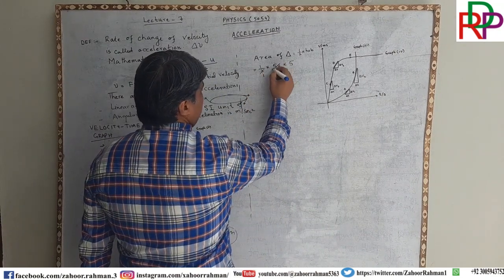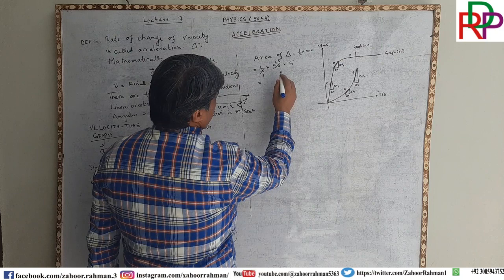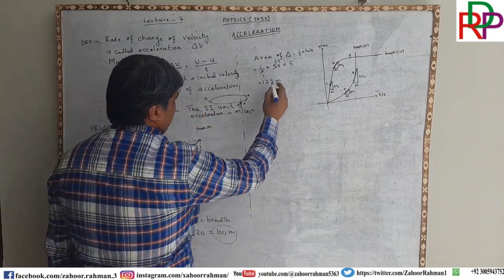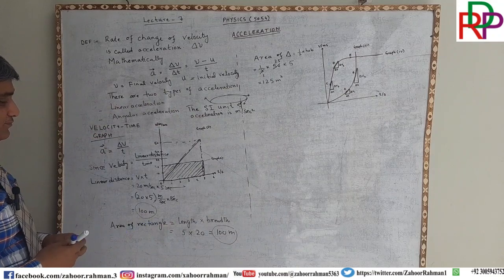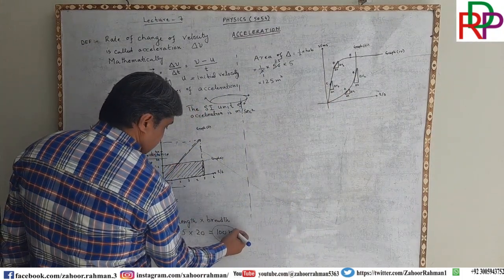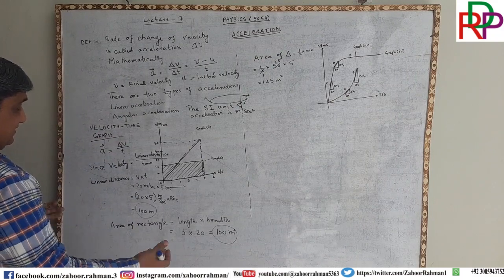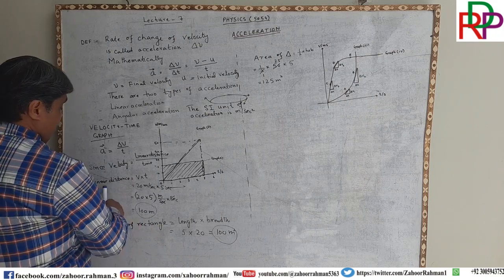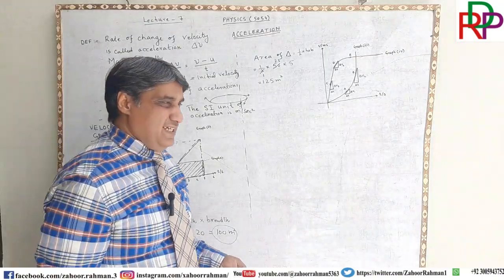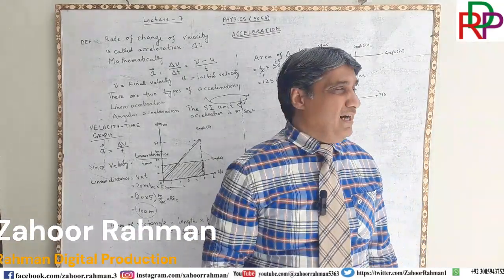Now 2 ones are 2, 2 25s are 50, and 25 fives are 125 meter square. This much area is covered by this. Here also we have to write square because this is area. But if you want to see how much distance it covered, then it is 100 meter, and here 100 meter square is the area. So the area under the graph is called distance, that is how much distance it covered. So both of them are the same.